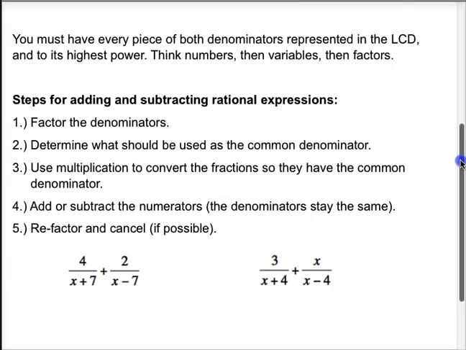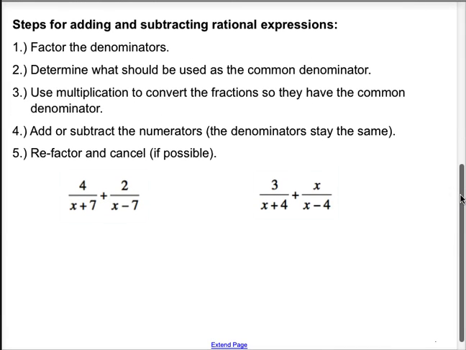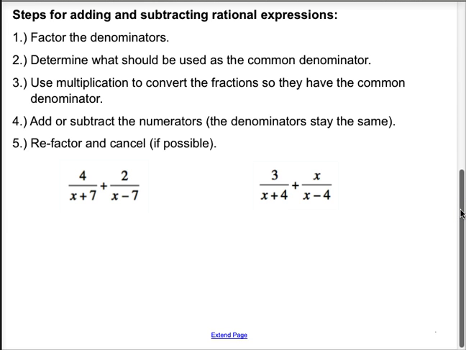So, let's take a look at steps to adding and subtracting rational expressions. First, if possible, you want to factor. All right? You have to factor them. Then determine what should be used as a common denominator. Use multiplication to convert each fraction to having the common denominator. And now you can add or subtract the numerators. Then, if possible, you can refactor and cancel. So let's take a look at what I mean by these steps.